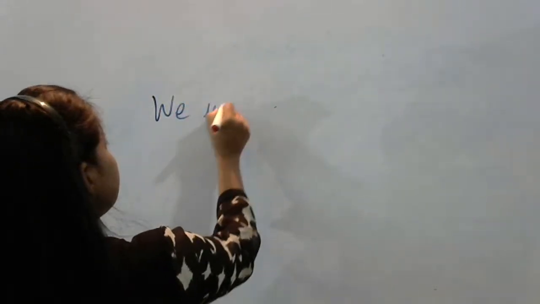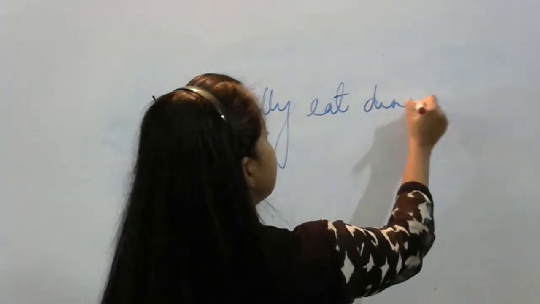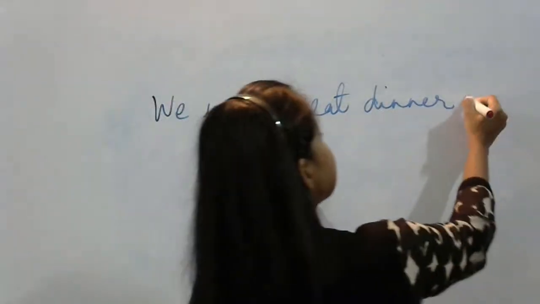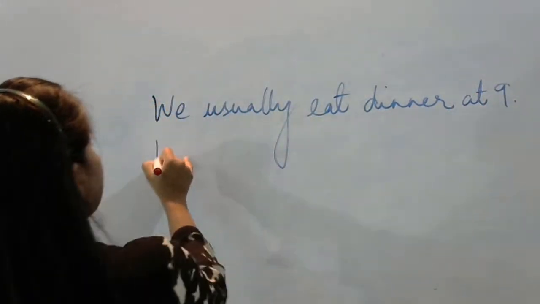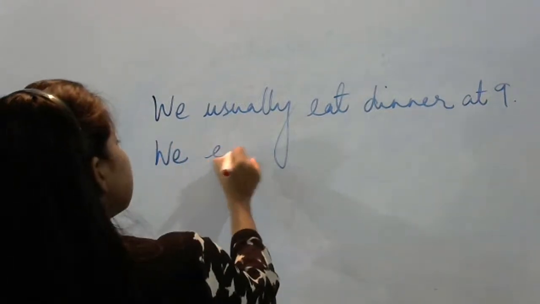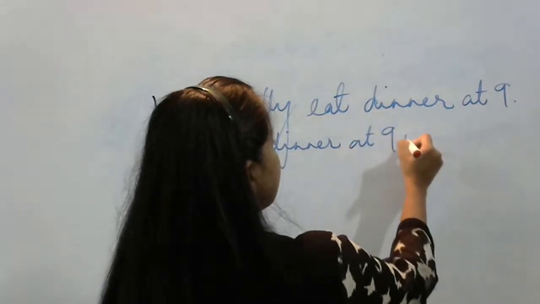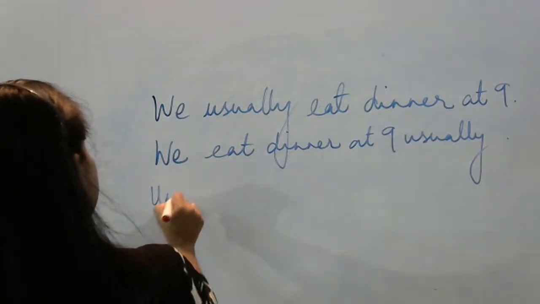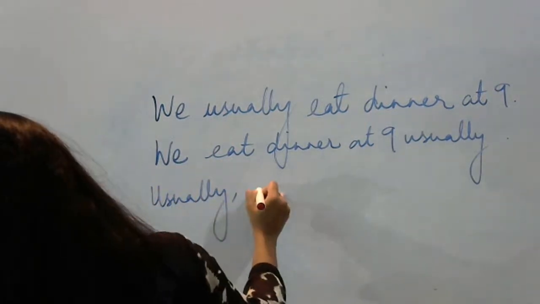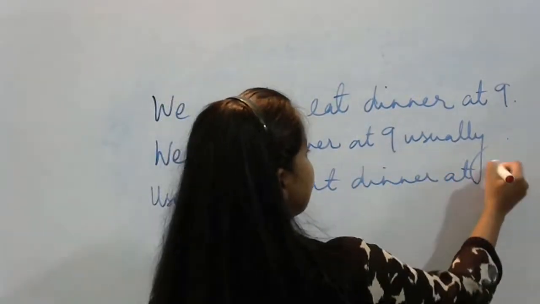Now coming to the next sentence. We usually eat dinner at 9. We eat dinner at 9 usually. Usually, we eat dinner at 9.